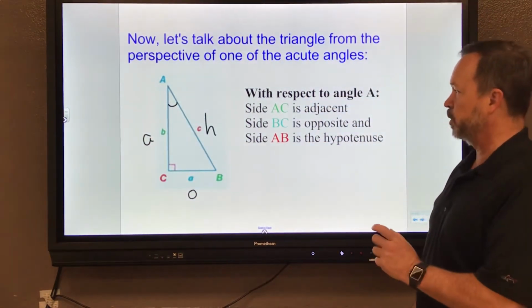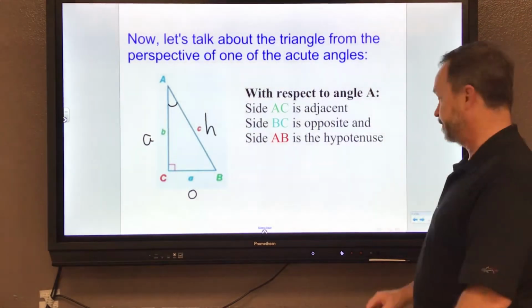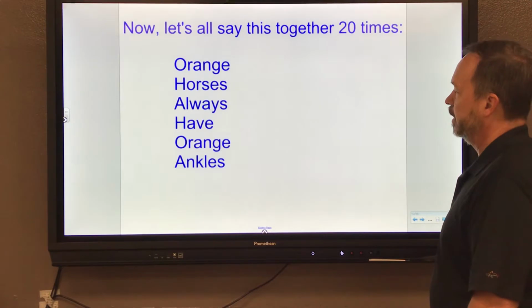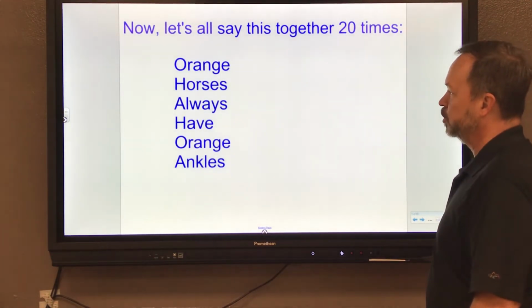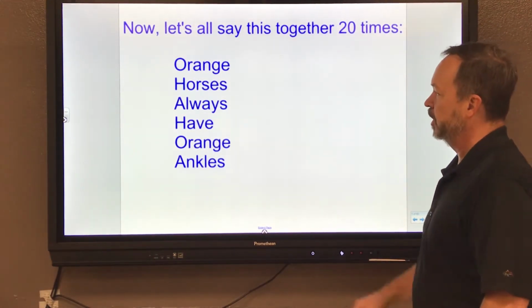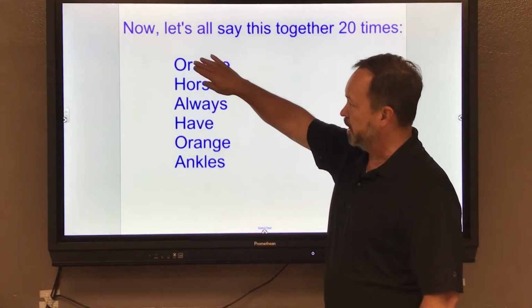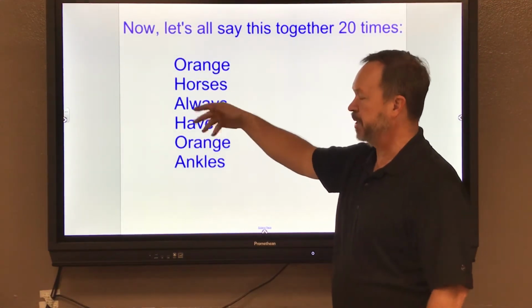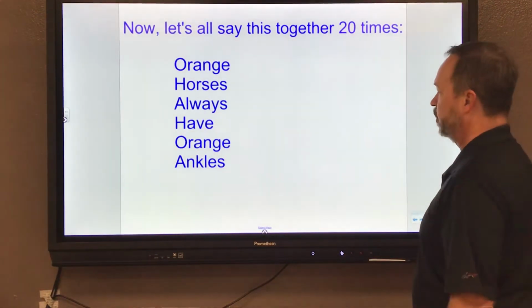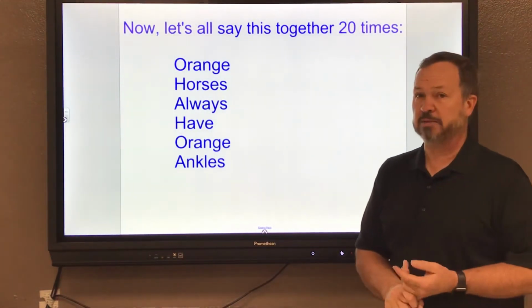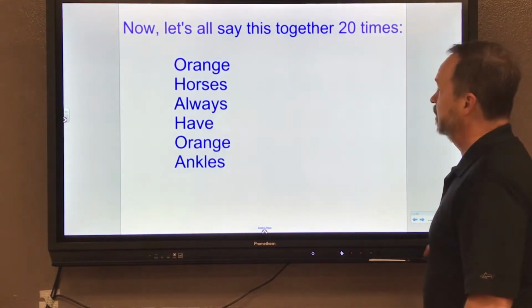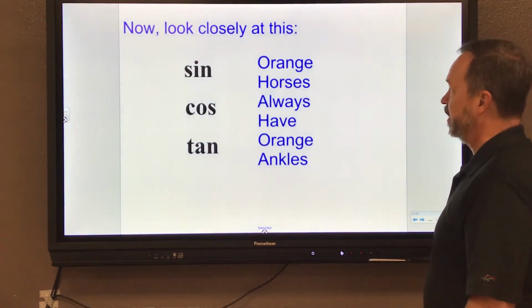I'm just going to use those three letters for a reason. And this is the reason. Orange horses always have orange ankles. And you can see those three letters, the O, the H, and the A, repeated in different order. Orange horses always have orange ankles. Should make some sort of sense to you that orange horses always have orange ankles. That's at least something that we can say.